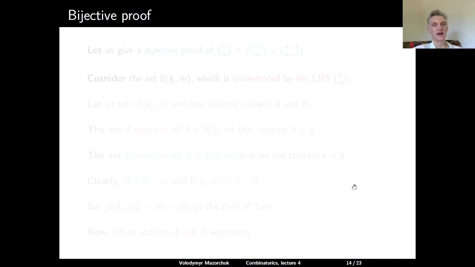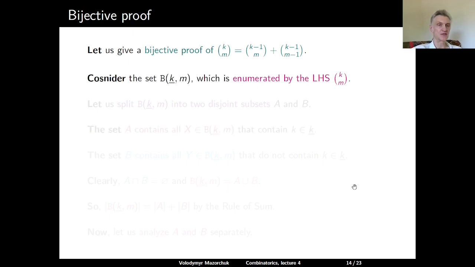Let us now also give a bijective proof for our recursive formula that k choose m equals k minus 1 choose m plus k minus 1 choose m minus 1. Consider the set B_k^m, the set of all m-element subsets in {1, 2, 3, and so on, k}, and we know that this is enumerated by the left-hand side of our equality, which is k choose m. Let us split our set into two disjoint subsets, let's call them A and B.